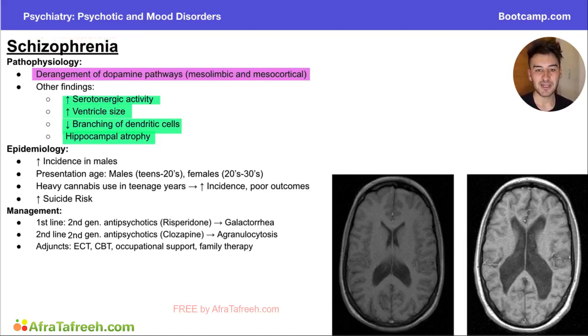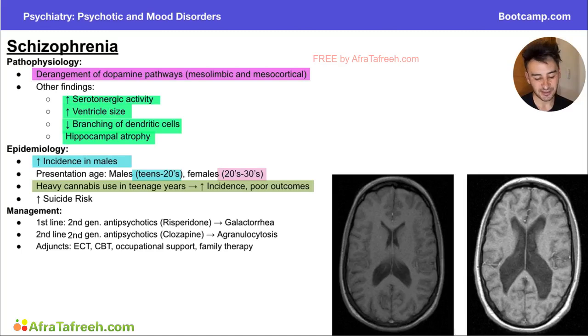Talking now about some epidemiology, we're going to see increased rates of schizophrenia in our males. And also, when it presents, we're going to expect our males to get it in their teens to 20s. Whereas our female patients are going to tend to develop schizophrenia a little bit later, usually around their 20s to 30s. Additionally, heavy cannabis use in teenage years has been associated with an increased incidence of schizophrenia, as well as poorer outcomes and more progressive disease.